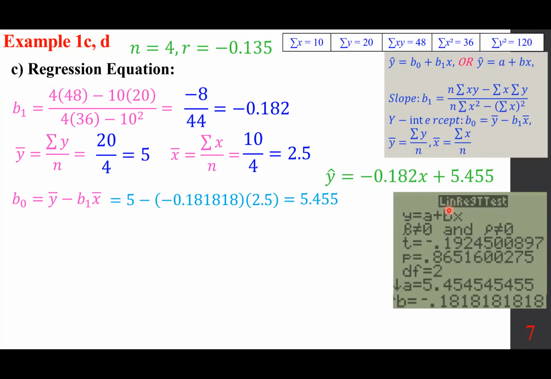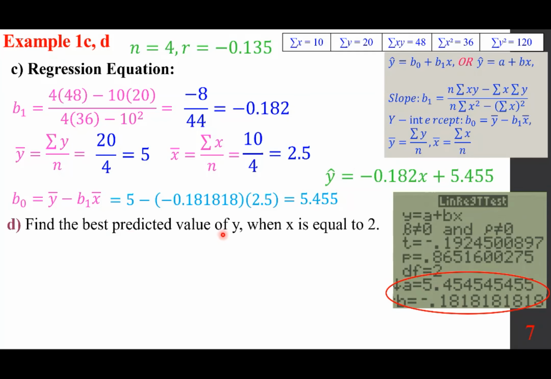Now, I want to show you what we did in the previous page. We did run a linear regression t-test, and it gave us a lot of information here. I want to show you the information that it has given us. Look at this, a and b. So the TI uses this formula, a plus bx, and I hope you realize it's the same formula we got here with a lot more decimals. So that will also give you the regression equation.